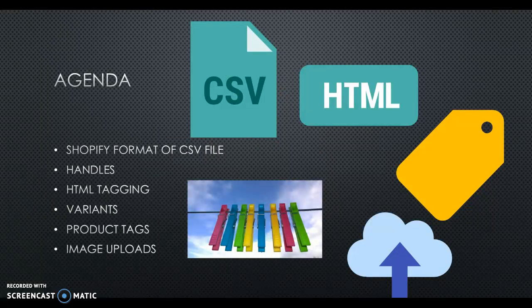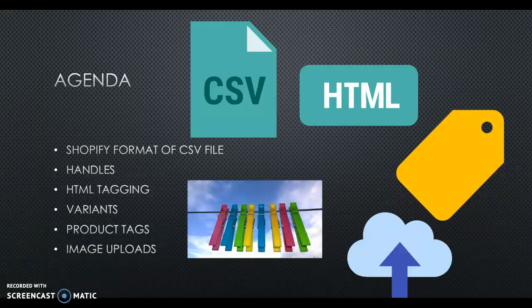So what I'm going to be going over is basically how the format of the CSV file should look for Shopify. Shopify has a very specific way that it wants the files to be configured. So I'll go over how to do that, and how Shopify uses the handle of a product to distinguish different items within different rows of data. I'm going to go over the HTML tagging that we've been using to properly display items on the website and give it a nicer, more enhanced look.